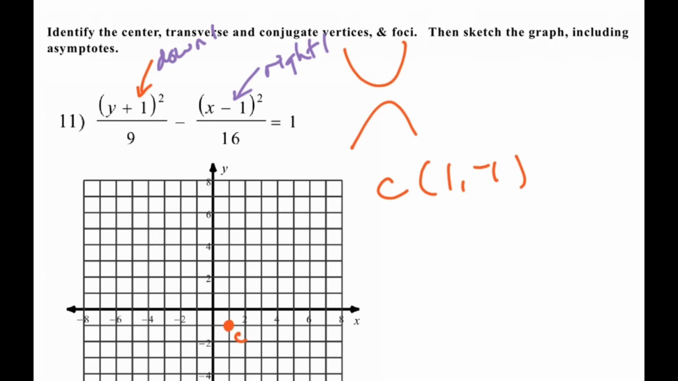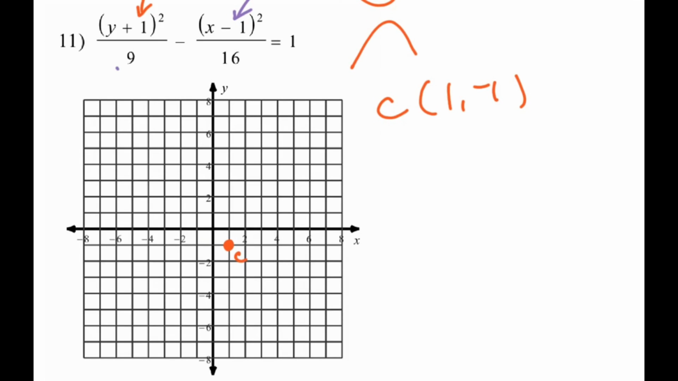Okay, from there, for my transverse axis I'm going to go square root of 9, which is 3. That's on the y, so I'm going to go up 1, 2, 3, and down 1, 2, 3. So that's where my hyperbola is going to start. It's going to go like that. I'm not ready to sketch it yet, but that's how it's going to go. My conjugate vertex is going to go over 4.